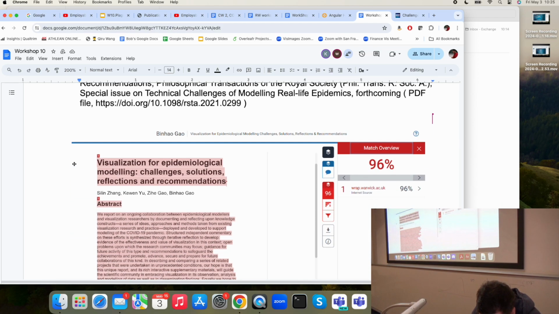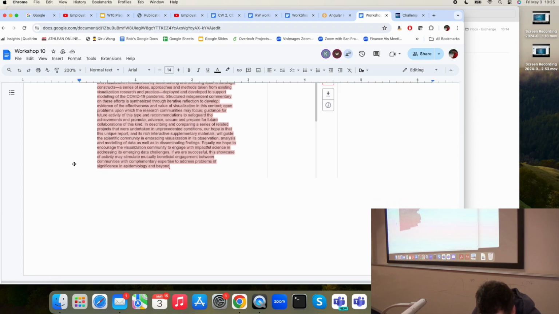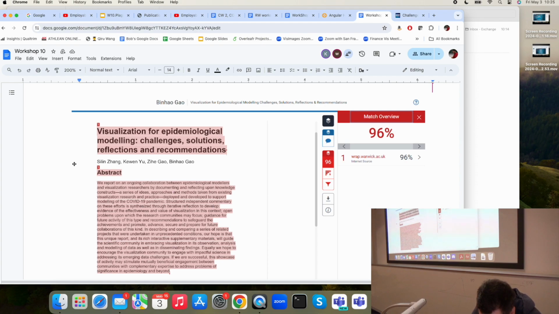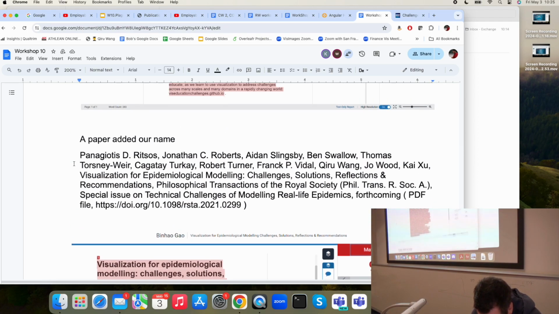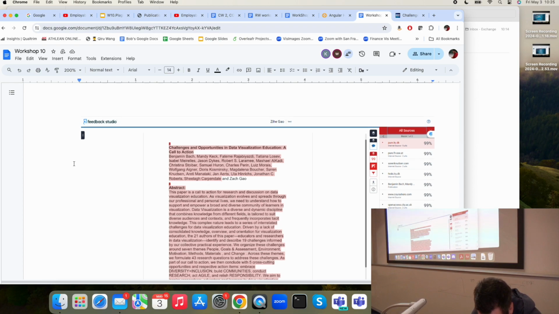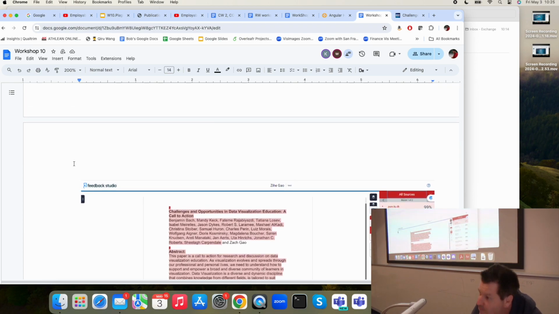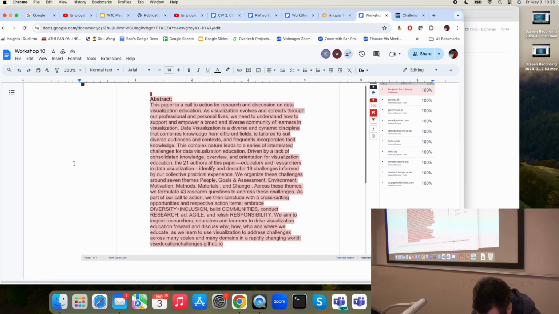Okay, this one is working very well. But we're not sure what this tool is? This tool is Turnitin from our school. This is Turnitin? Yeah, okay. So this is working. This one's working very well. It would be really surprising if it didn't work.